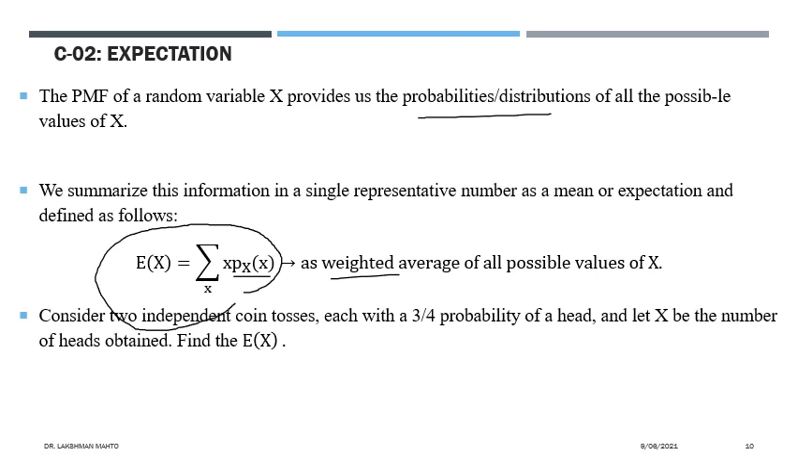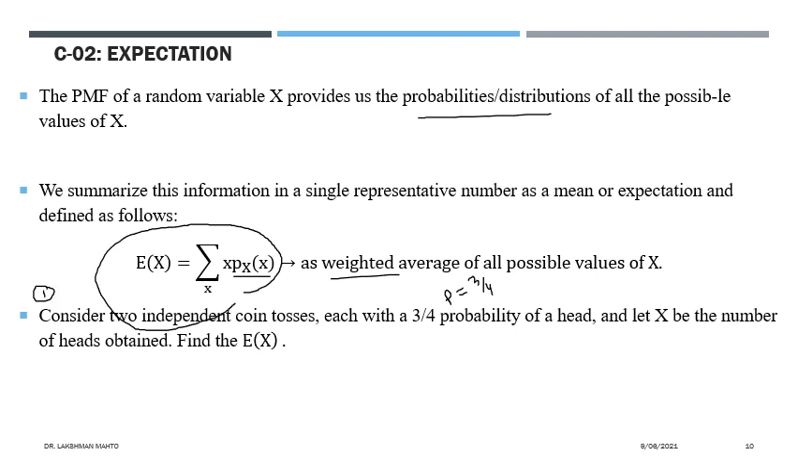Okay, so I'm taking one example here. Example one: consider two independent tosses, each with a 3 by 4 probability of head. That means the probability of success is 3 by 4, so definitely this is a biased coin, not an unbiased coin. Now we introduce a random variable x that counts the number of heads. So definitely we can say that x is a binomial random variable.